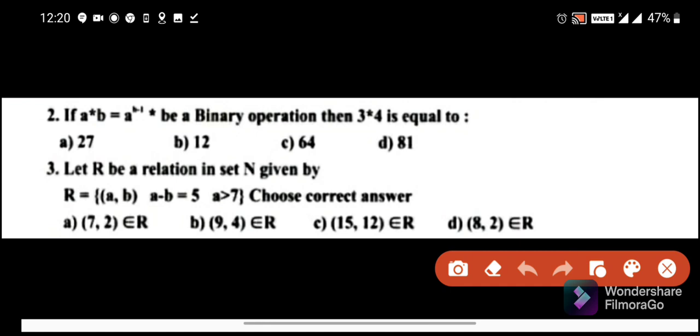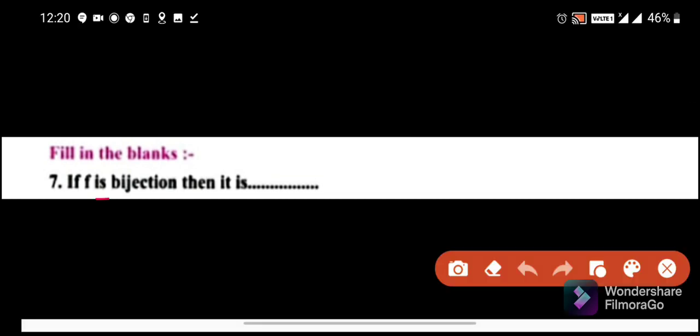Next question. Let R be a relation in set N given by {(a, b): a minus b is equal to 5 and a is greater than 7}. So clearly the answer is option B because it satisfies both conditions. a is greater than 7, 9 is greater than 7, and a minus b is equal to 5, that is 9 minus 4 is equal to 5. So the answer is option B. Next question. If f is a bijection, then it is one-one and onto.